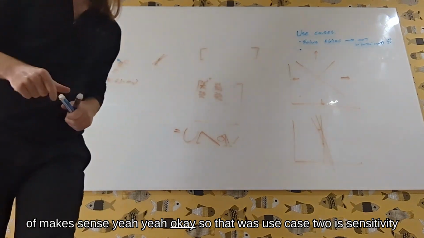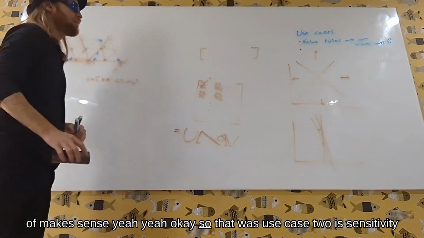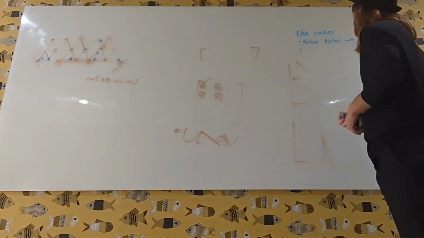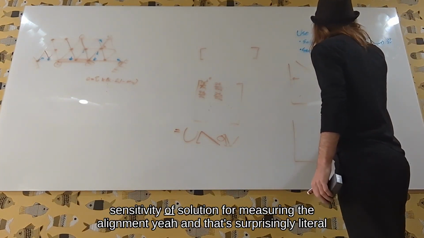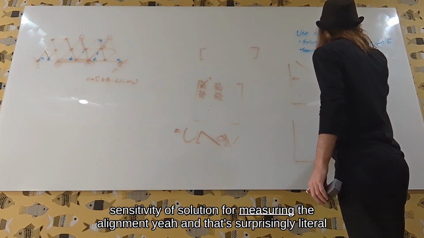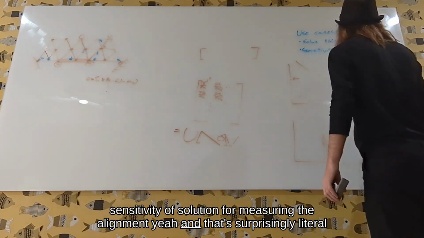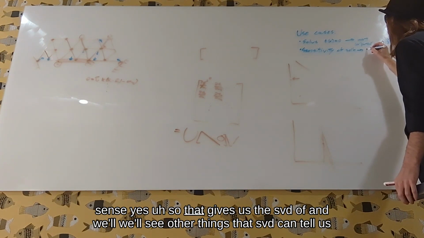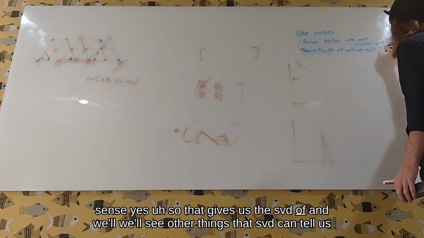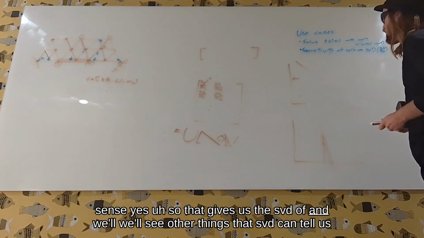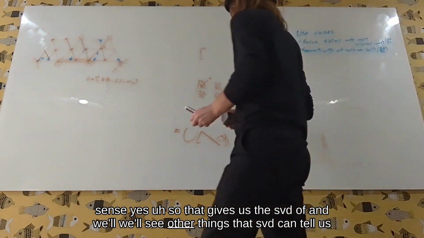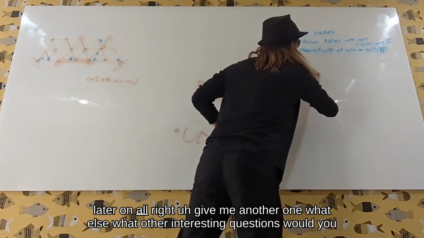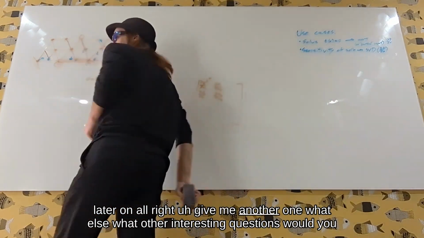Yeah. Okay. So that was use case 2, is sensitivity. Sensitivity of solution. We're measuring the alignment of the girders. Yeah, in a surprisingly literal sense, yes. So that gives us the SVD of, and we'll see other things that the SVD can tell us later on. All right, give me another one.